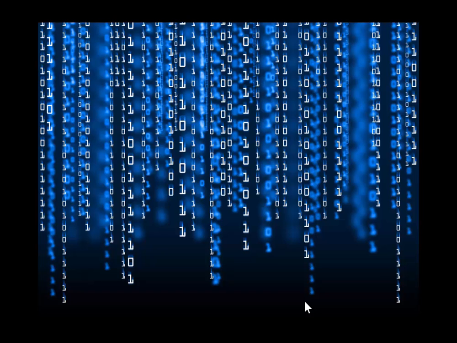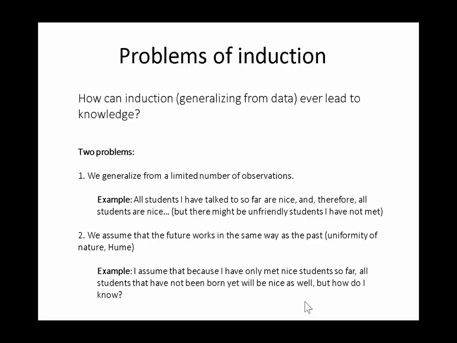Okay, so induction seems to be the way to go right now, right? We have observations, we collect data, and based on this data, we generalize things. Well, if it would be that easy. Because there are some really important problems with that idea of induction. And the big question is, how can induction ever lead to a universal statement?